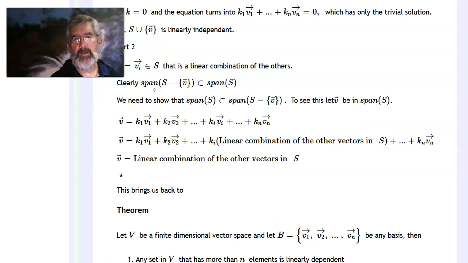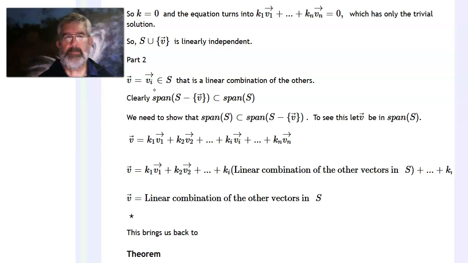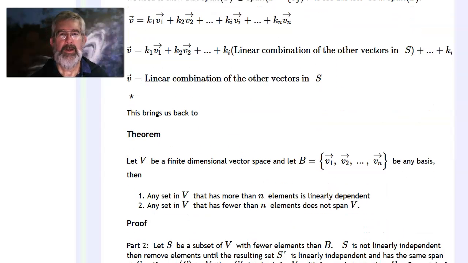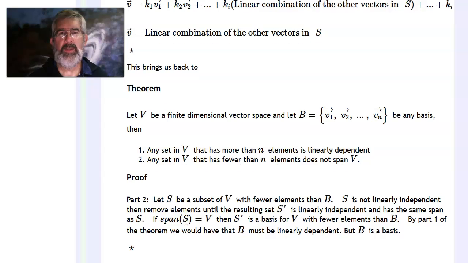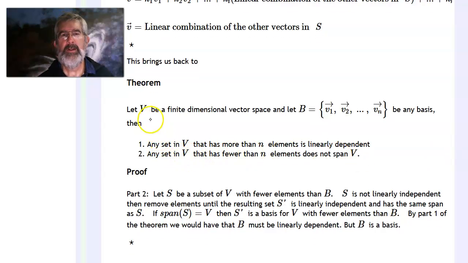And let's go big again. So that's the proof of part 2 of the plus minus theorem. If I've got something that's a linear combination of the other stuff in S, throw it out. You haven't changed the span. Okay. So now, back to the theorem that is the same theorem we had above.